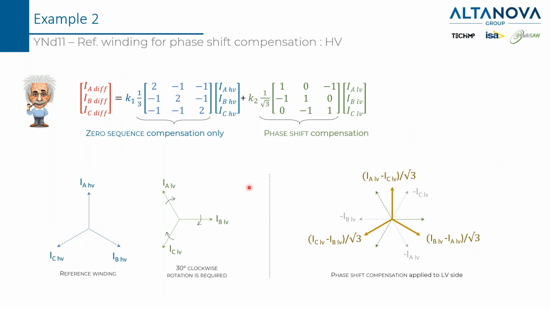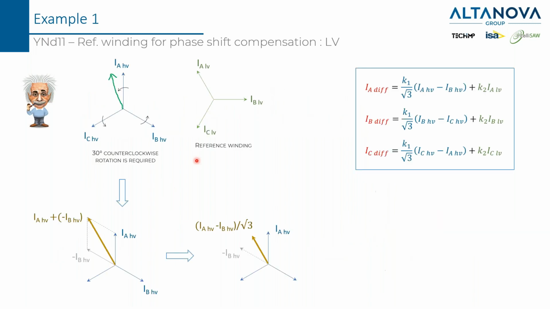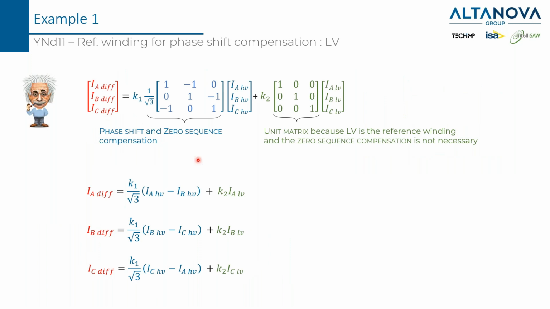Now we see a second example. The vector group of the power transformer is the same, a YND11, but the reference winding now is the high voltage. This means that I have to apply the zero sequence compensation on the high voltage side because I have a neutral connected to the ground. So if we go back to the previous example, you can see that the reference winding in this example has been multiplied by the unit matrix.